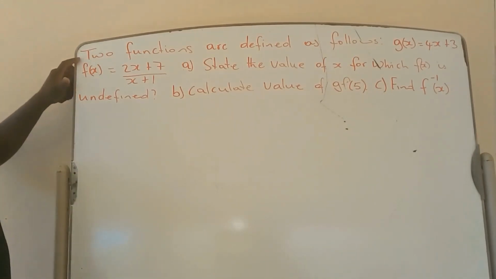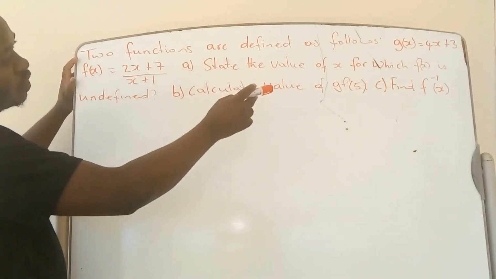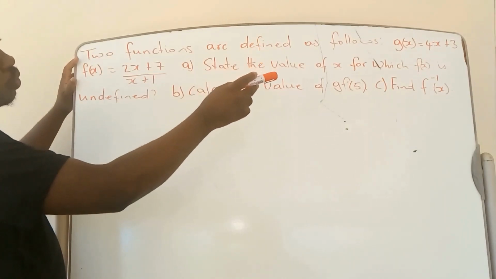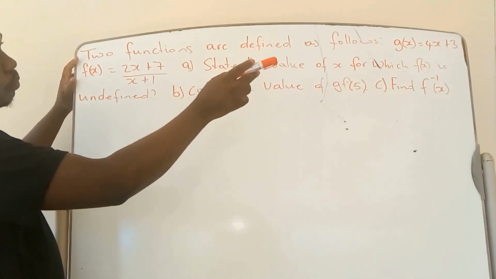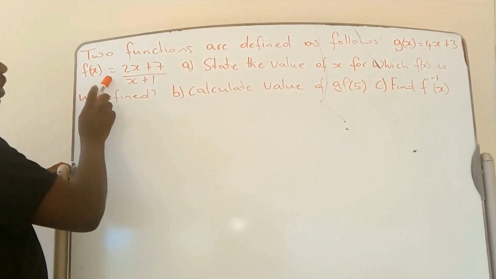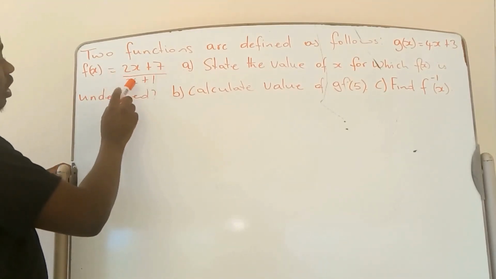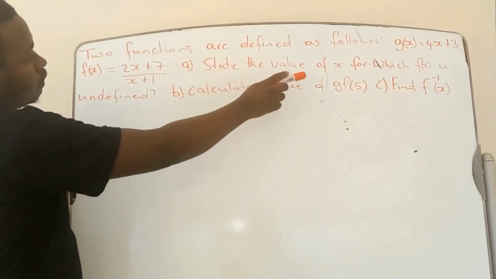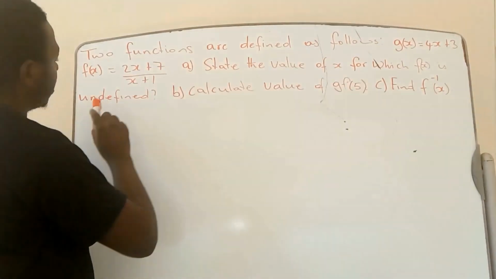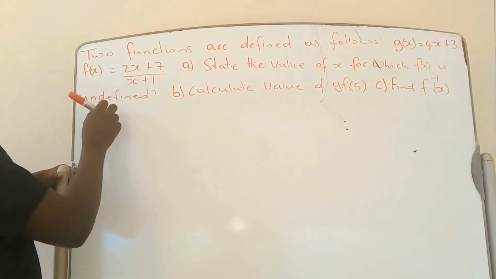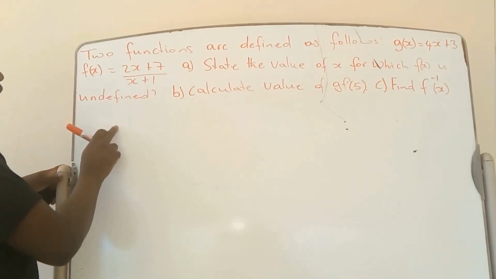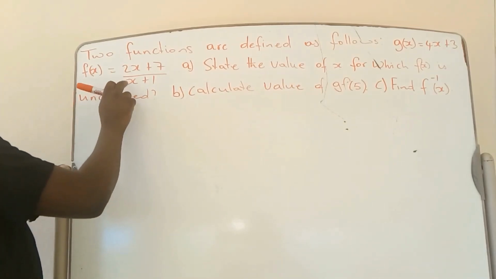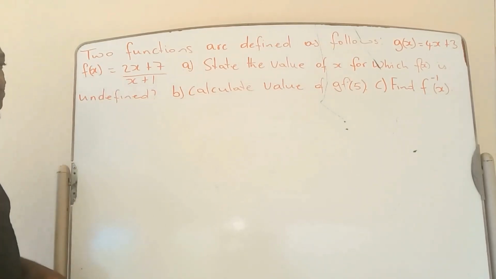Two functions are defined as follows. G of x equals 4x plus 3. F of x equals 2x plus 7, all divided by x plus 1. State the value of x for which f of x is undefined. They are asking you to state the value of x when the denominator is equal to 0, basically.